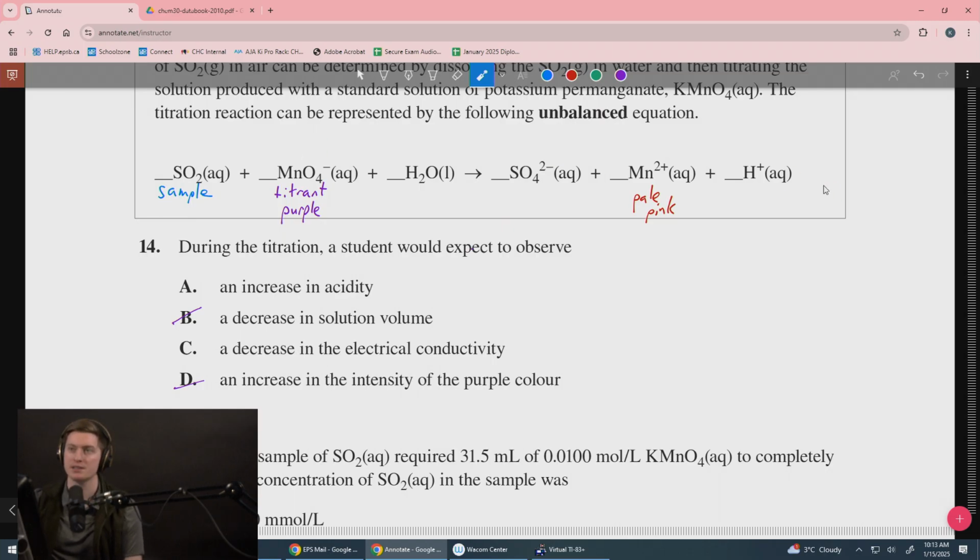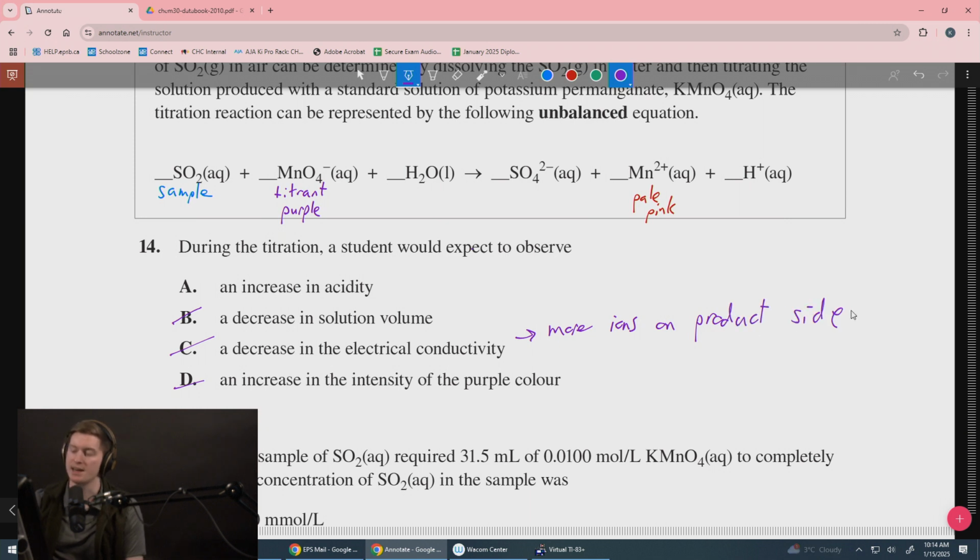But then on our product side, we have the sulfate ion, we have these protons, we have the manganese 2+ ion, and we'll still have that potassium ion that was the spectator throughout this reaction. So if anything, we'd probably observe an increase in electrical conductivity. So C is not the correct answer because we have more ions on the product side.